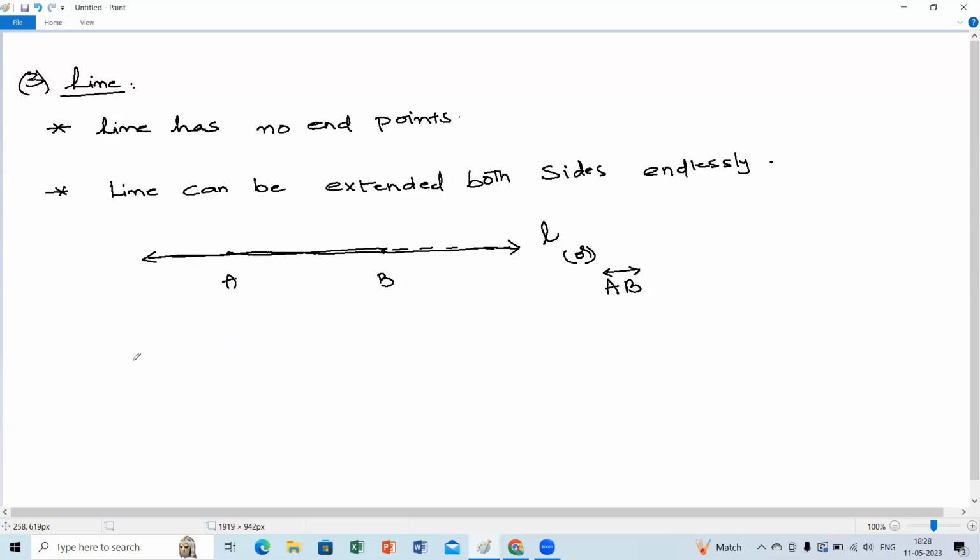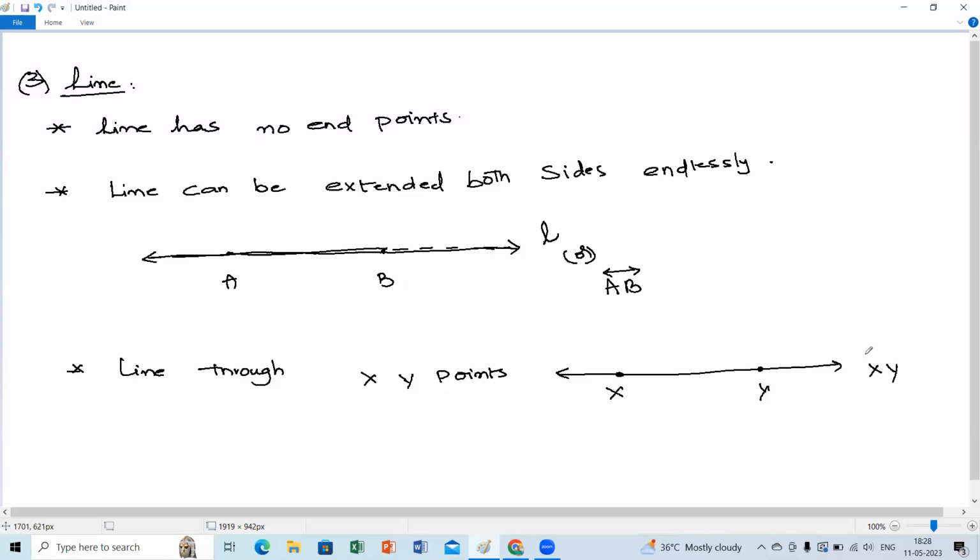Suppose a line through points X and Y. Let me write: a line through XY points. How am I supposed to draw a line through X and Y points? That means the line segment XY is extended. How do I represent it? XY with a double arrow. This is one way, or any lowercase alphabet, like line m. Both ways you can represent a line.